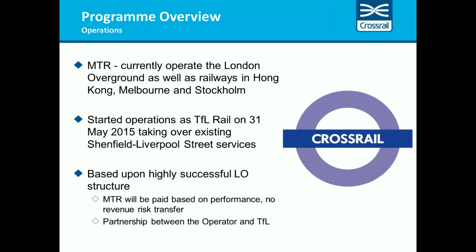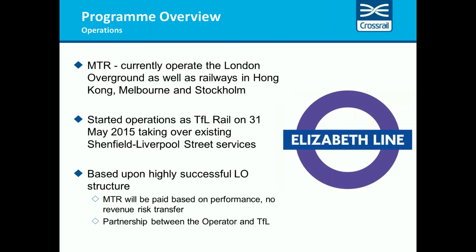So going into the program overview of how we are going to operate as a railway, our operator in 2018 when we open stage 3 is going to be MTR. MTR currently operate the London Overground as well as railways in Hong Kong, Melbourne and Stockholm. Crossrail actually started operations as TfL Rail in May last year, taking over the existing Shenfield to Liverpool Street services. The franchise in future is going to be based on a highly successful LO structure. Essentially, MTR will be paid based on performance, which means there will be no revenue risk transfer. This is a partnership between the operator and TfL. As I'm sure most of you know, we will not be opening in stage 3 as Crossrail. We are now officially renamed the Elizabeth Line.